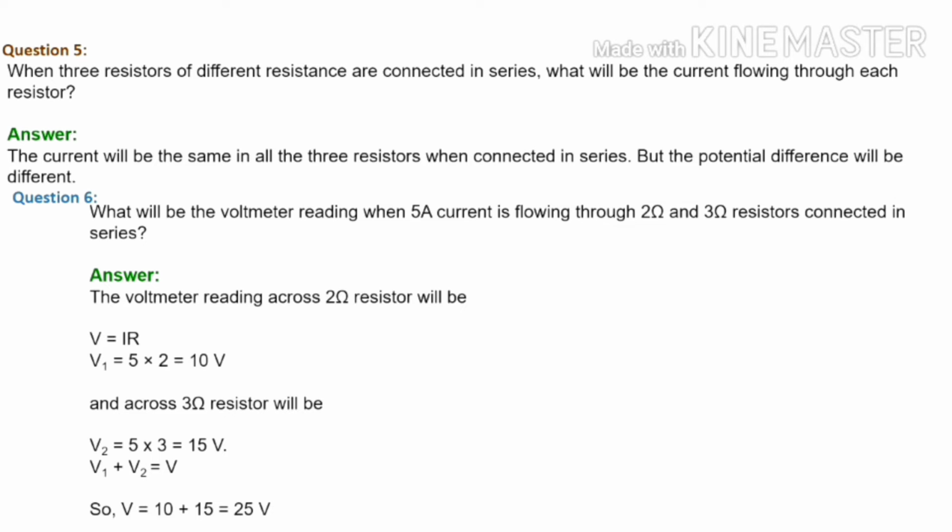Next, what will be the voltmeter reading when 5 ampere current is flowing through a 2 ohm and a 3 ohm resistor connected in series? You already know 2 ohm and 3 ohm are connected in series. It means the total resistance is 5 ohm. Current is 5. So V equals I into R, 5 into 5, 25 volt. The SI unit is volt.